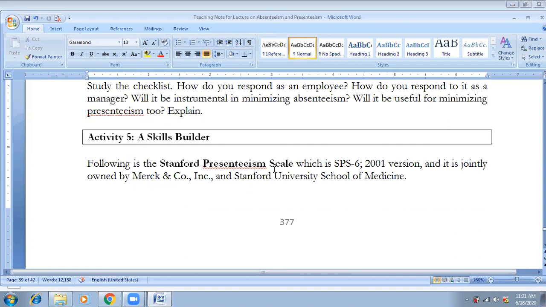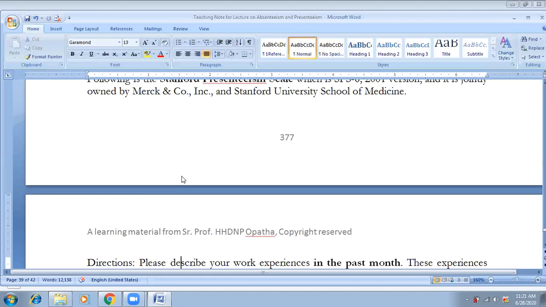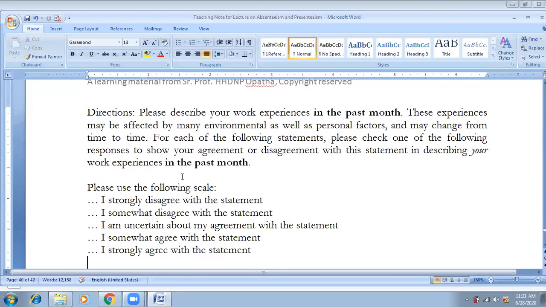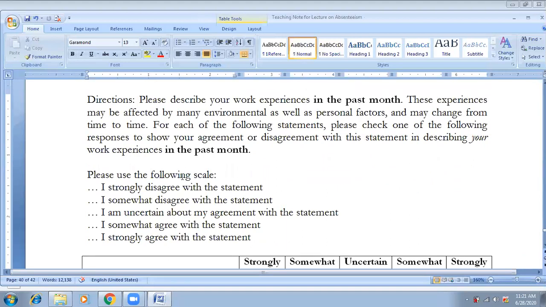Following the Stanford Presenteeism Scale, developed by the Stanford University School of Medicine along with Merck and Company. This is a copyright matter, therefore it is used for learning purposes only. I'm using this only for teaching purposes.